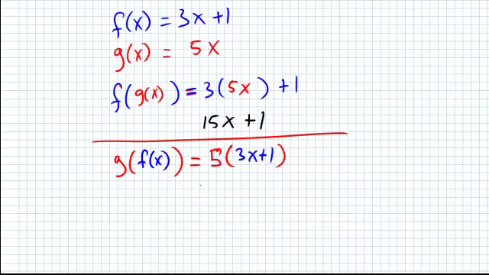And then I solve it using algebraic manipulation. So 5 times 3 is 15x plus 5. So there I have it. G of f of x is 15x plus 5.